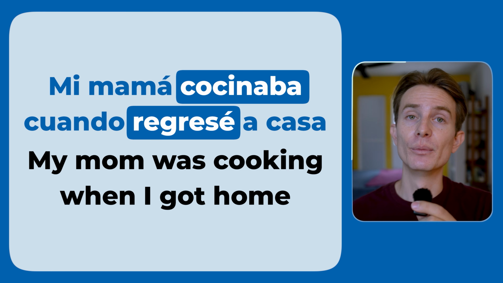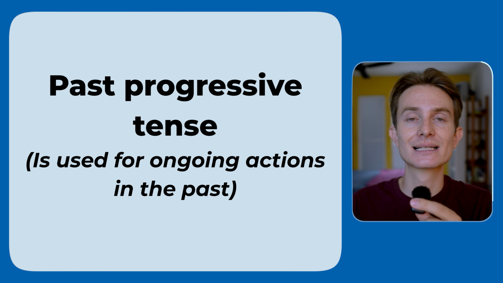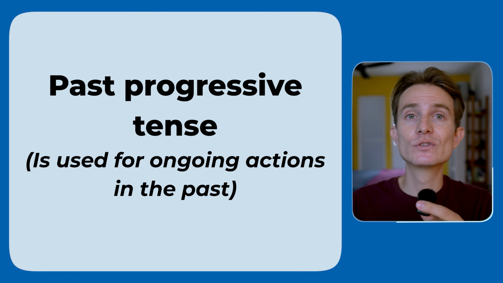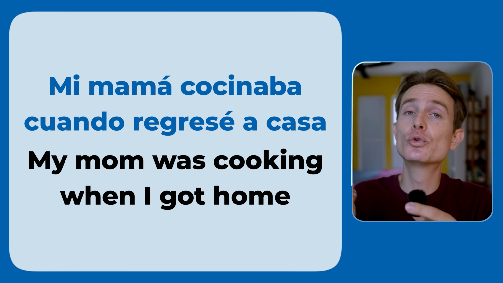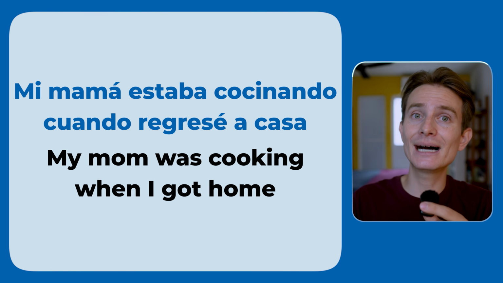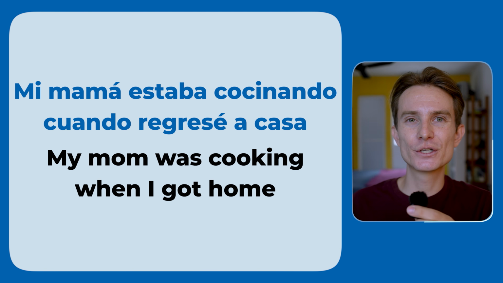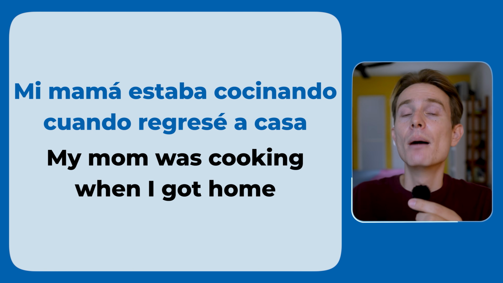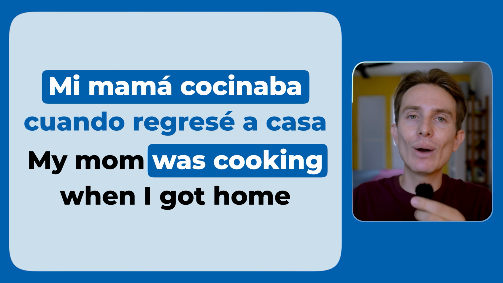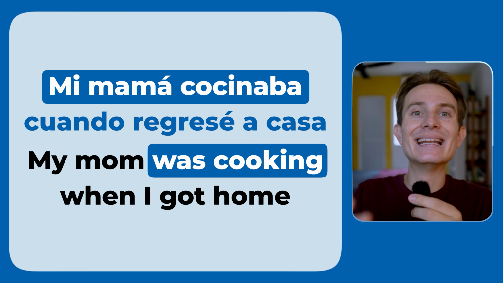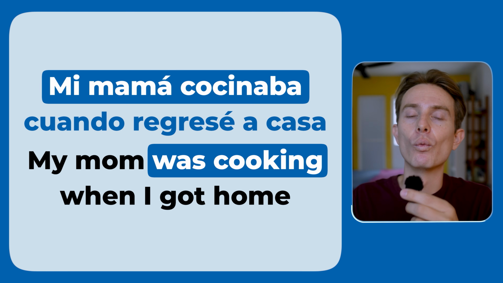Now, you might also be familiar with the past progressive tense, which is this idea of an ongoing action in the past. In this example, you could also use it. So instead of saying mi mamá cocinaba cuando regresé a casa, you could say mi mamá estaba cocinando cuando regresé a casa. Is there a difference between the two? The answer is yes and no. Mi mamá cocinaba in this context would be was cooking. However, if we were to use cocinaba in a different context, it could potentially take on the translation of used to cook or would cook.